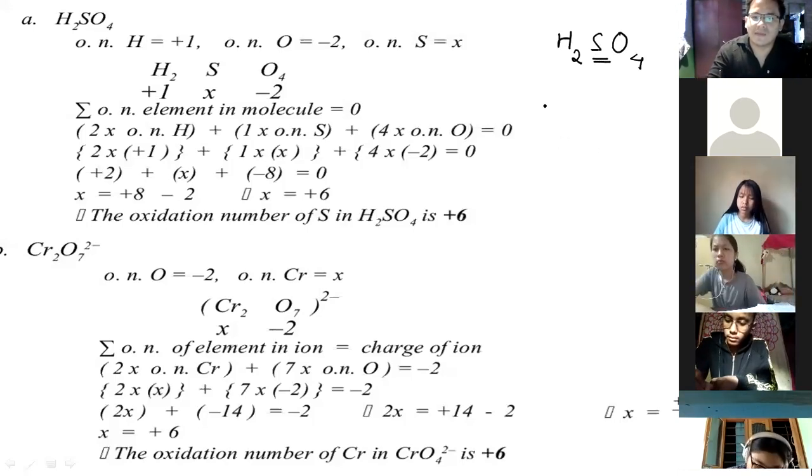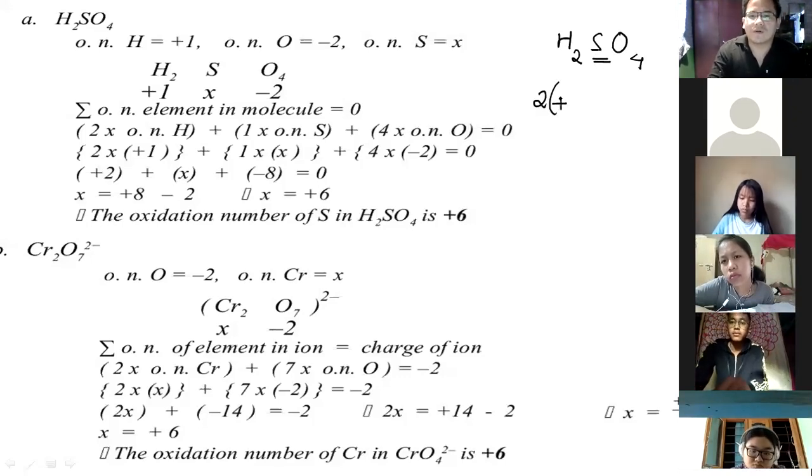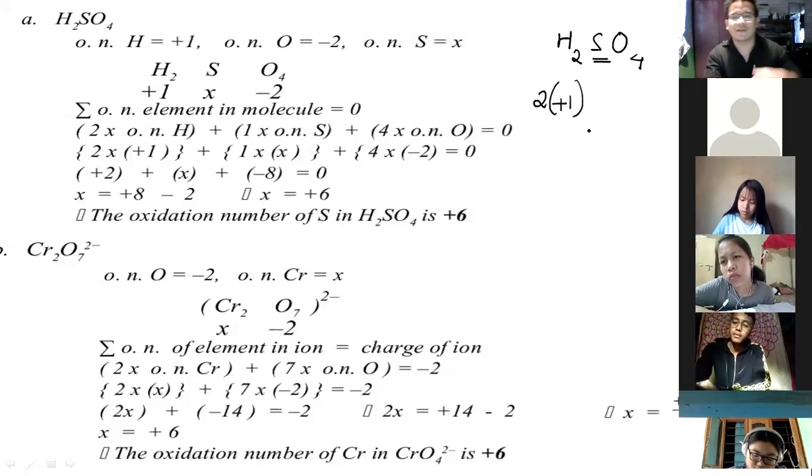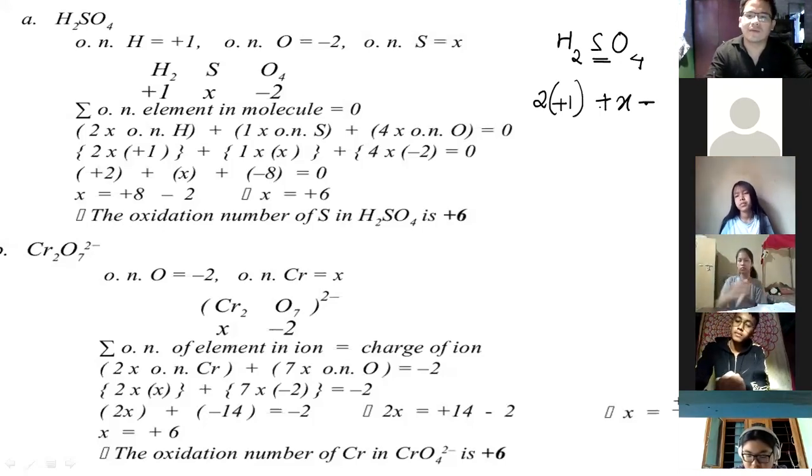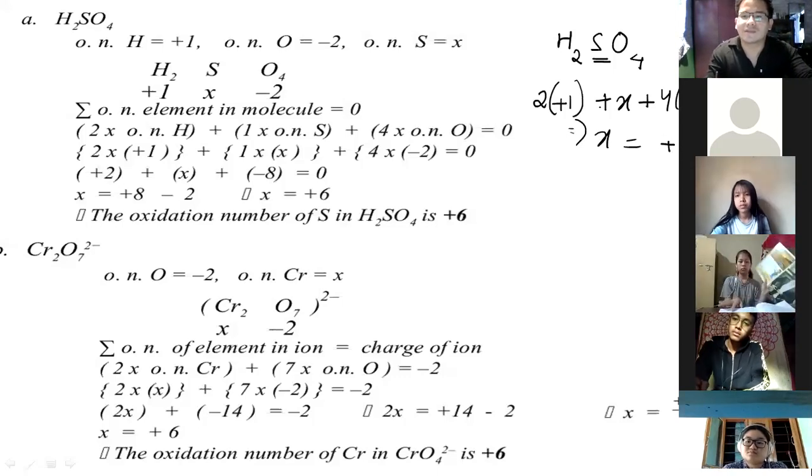Applying the rules, we determine the oxidation state of sulfur. The oxidation state of hydrogen is always +1 except when combined with a metal. Sulfur is x and oxygen is -2. The sum is 0, so solving gives the oxidation state of sulfur as +6. So you are going to assign +6 here.